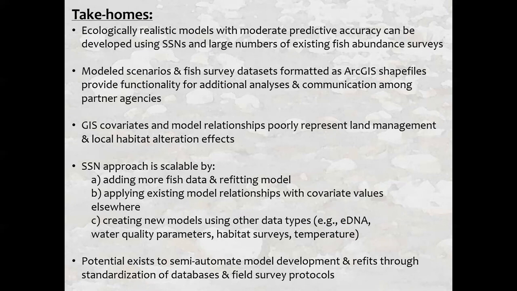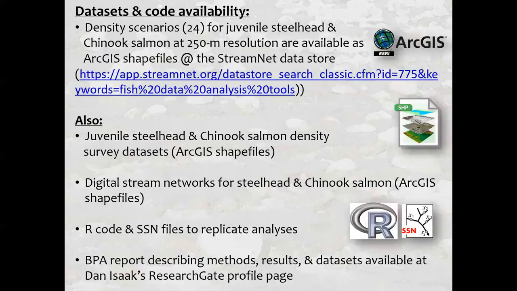And thirdly, you could also explore creating new models using other data types like eDNA, water quality parameters, habitat surveys, temperature, etc. Because this whole national stream internet, SSN models, big data sets, that's all just different modules of one overall framework that works consistently together. And there is some potential to semi-automate some of this as well.